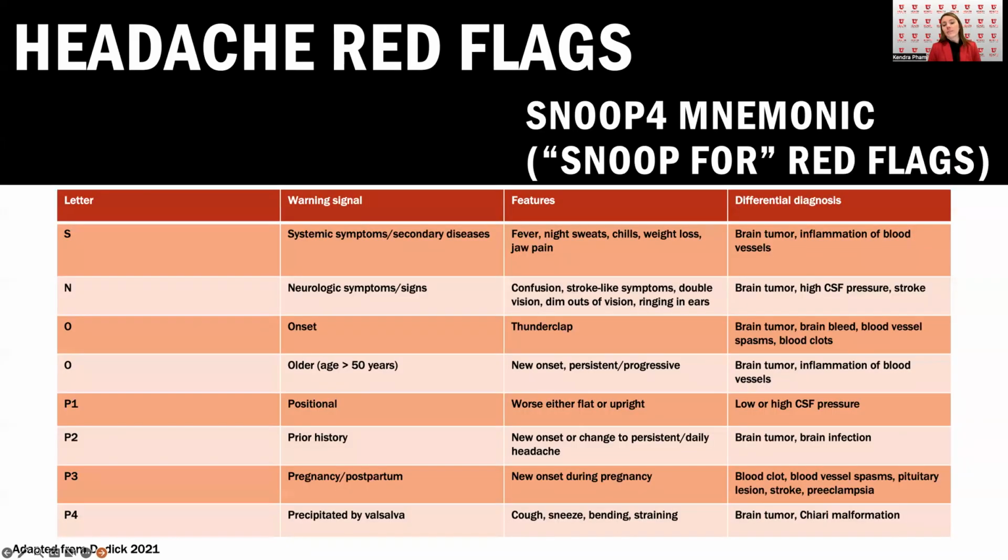So the headache red flags, the SNOOP 4 mnemonic is a great way to remember this. SNOOP 4 for red flags effectively. So the S would be things like systemic symptoms, which means the whole body. So things like fever, night sweats, chills, weight loss, jaw pain. We would be worried about things like brain tumor or inflammation of blood vessels with those symptoms.